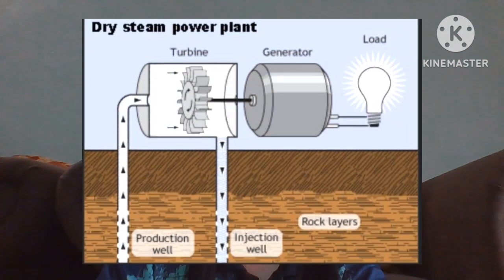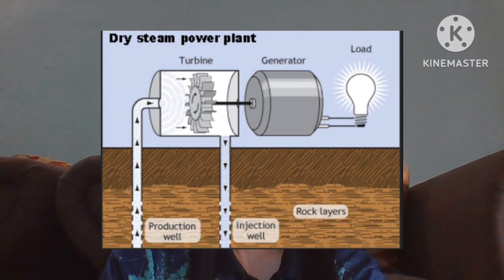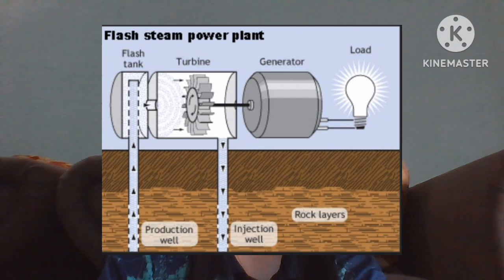For the first one, dry steam power plants draw from underground resources of steam. The steam is piped directly from underground wells to the power plants where it is directed into a turbine. Second, flash steam power plants are the most common and use geothermal reservoirs of water with temperature greater than 182 degrees Celsius. This very hot water flows out through wells in the ground under its own pressure.